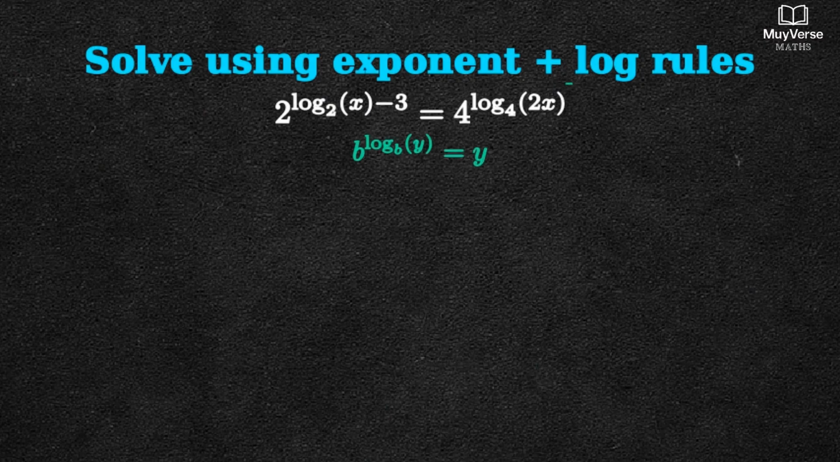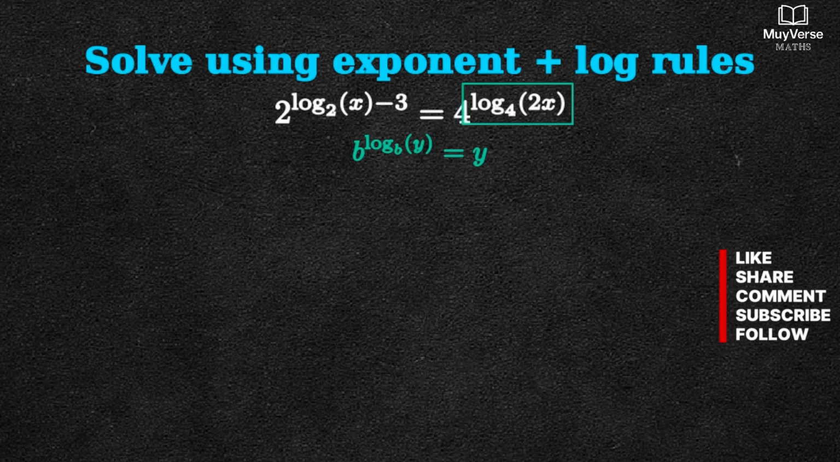We'll use the key identity, b to the power log base b of y equals y. Here the base is 4, and the inside is 2x, so the entire right side becomes simply 2x. Now, rewrite the whole equation with this simplification.